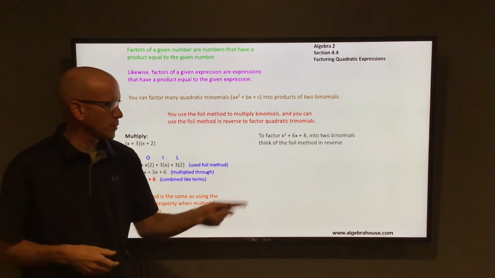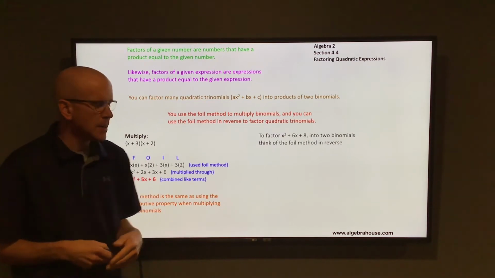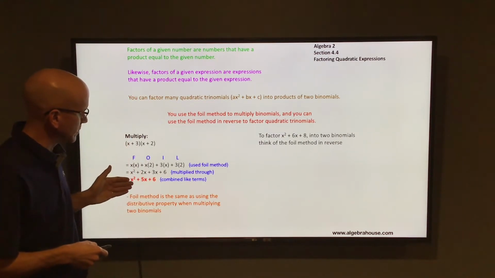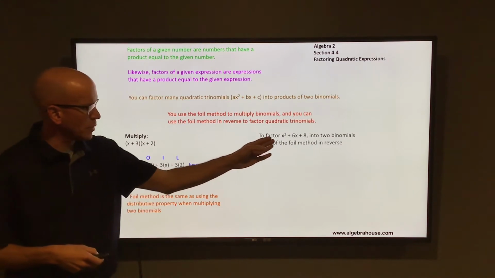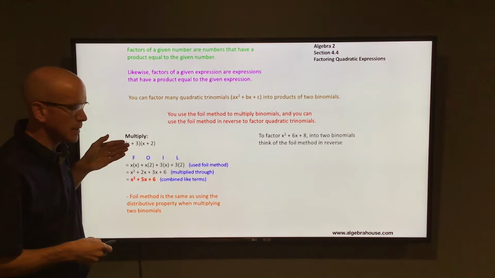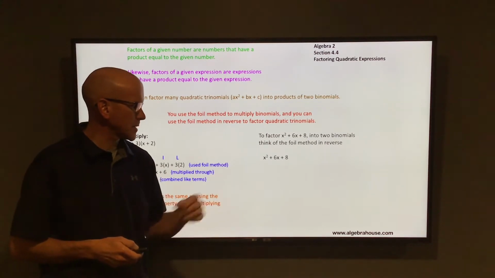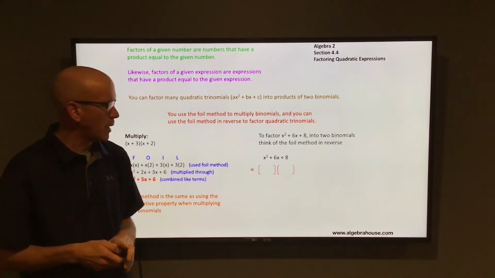To factor x squared plus 6x plus 8 into two binomials, think of the FOIL method in reverse. So just like we used the FOIL method here and got x squared plus 5x plus 6, we're going to factor this x squared plus 6x plus 8. So it's somewhat going the opposite direction of the FOIL method. So x squared plus 6x plus 8, to factor that into two binomials.